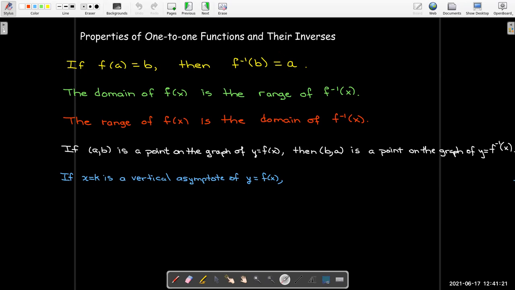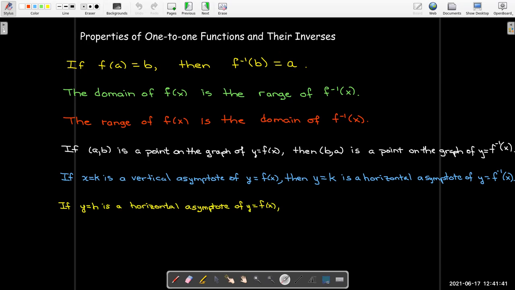If I have a vertical asymptote, x equals k, on the graph of y equals f of x, I'll have a corresponding horizontal asymptote, y equals k, on the graph of f inverse. Same idea with horizontal asymptotes. If y equals h is a horizontal asymptote of f, then x equals h is a vertical asymptote of f inverse.